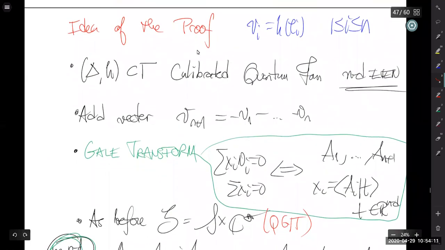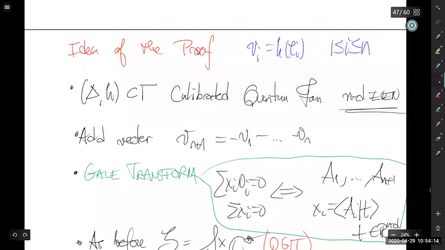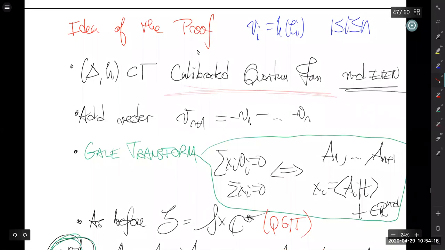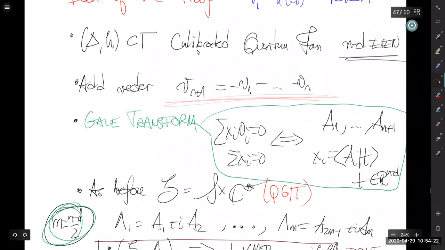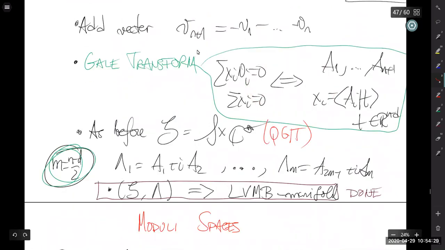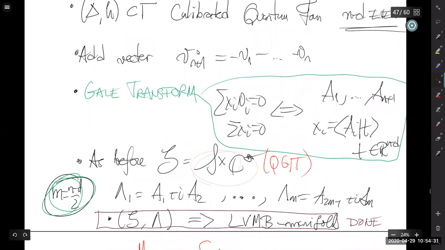So what is the idea of the proof? Well, you start with a calibrated quantum fan. You have the marked points in the one skeleton of the fan. You add one vector to have these balancing conditions. You do the Gale transform as before, and you define S as S cross C star. And if you take these complex parameters, miraculously everything works. This is where the miracle happens.